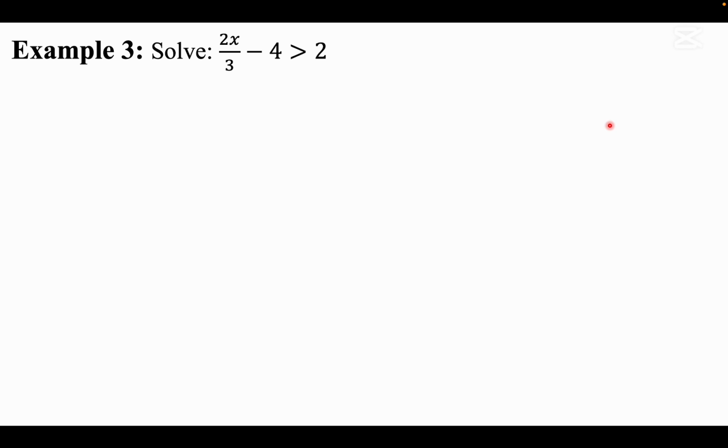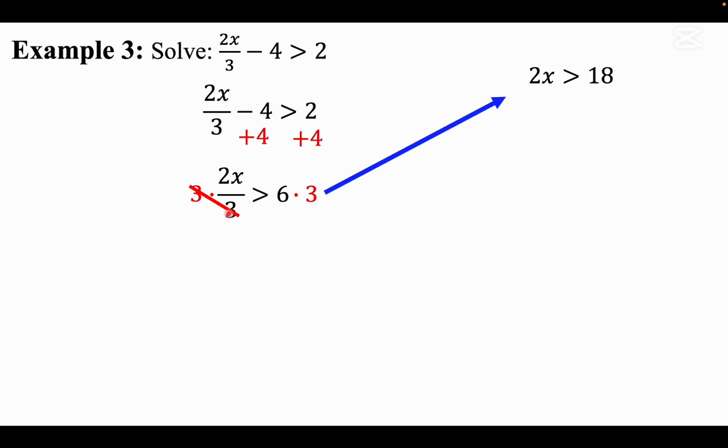Example 3, we have a fraction involved. So first thing we're going to do here is get rid of the 4 since it doesn't have a variable, by adding 4 on both ends. We get 2x divided by 3 is greater than 6. Now I don't like to deal with fractions, so we're going to multiply by 3. Now the 3's here are going to cancel out, or you can think of it as 3 times 2 and then divide by 3. So you get 2x is greater than 18. To isolate the variable x, divide both sides by 2, and then x is bigger than 9.